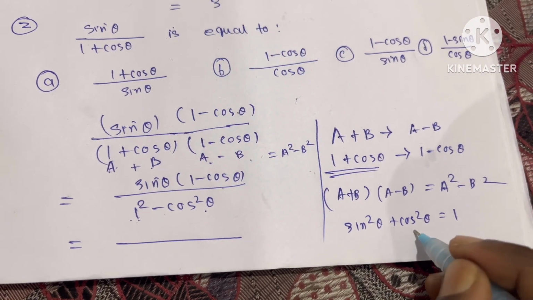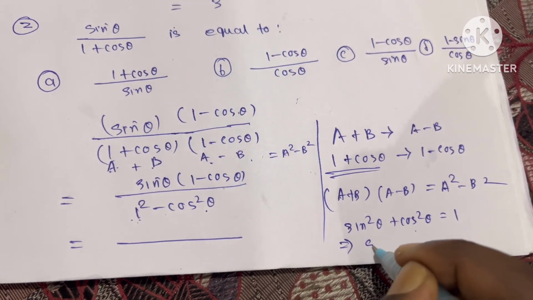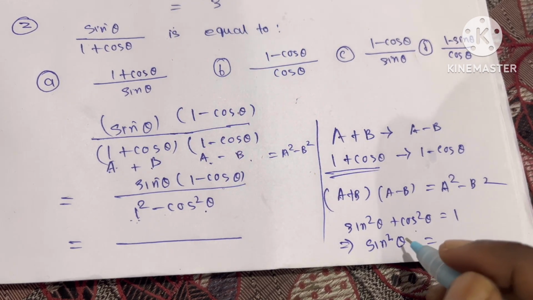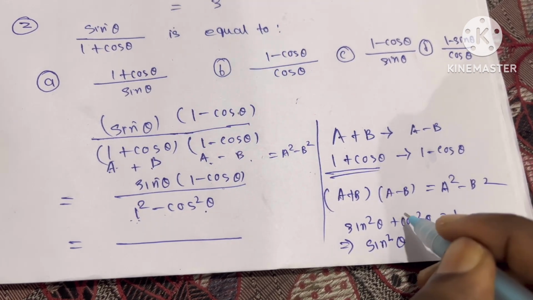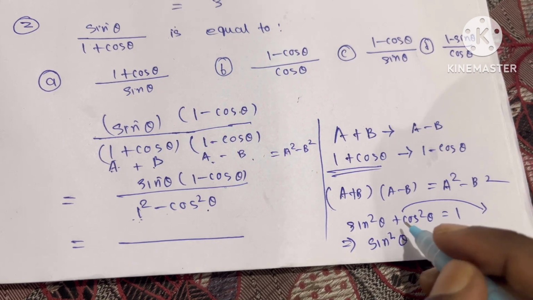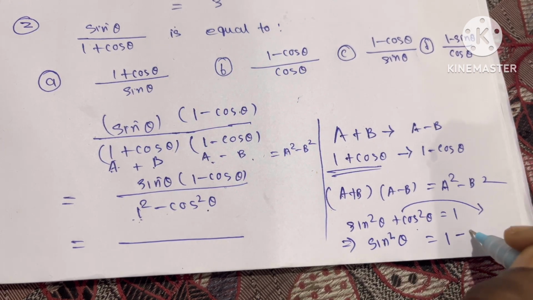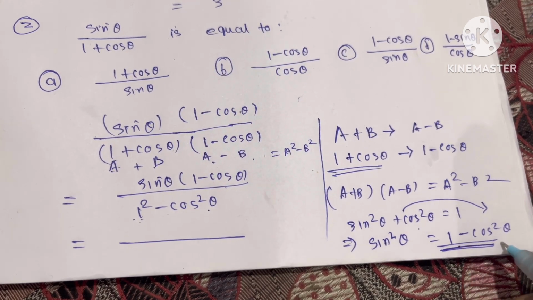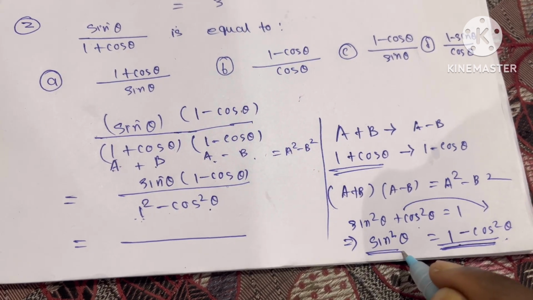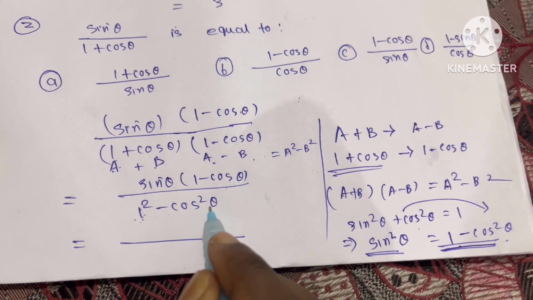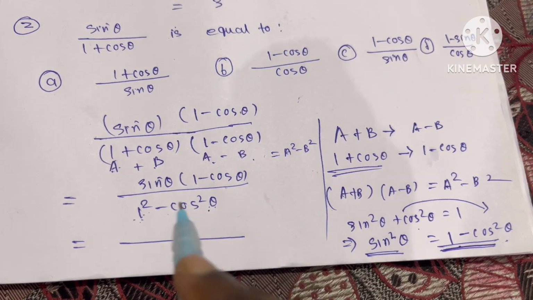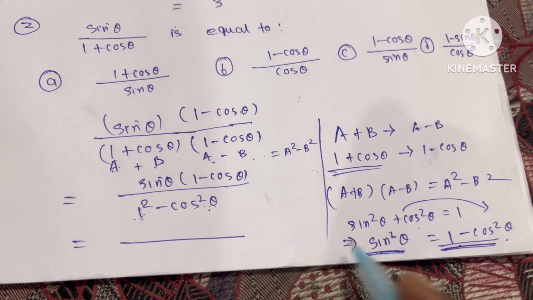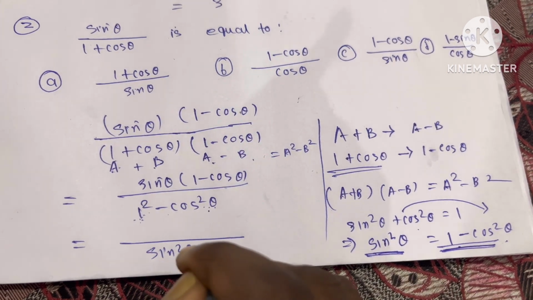So sin square theta plus cos square theta equals 1, which implies if you find the value of sin square theta, it is equal to 1 minus cos square theta; the cos square theta goes to the right-hand side, so it becomes minus. So 1 minus cos square theta, in place of that we can write sin square theta. Yes or no? So very simple. So sin square theta.